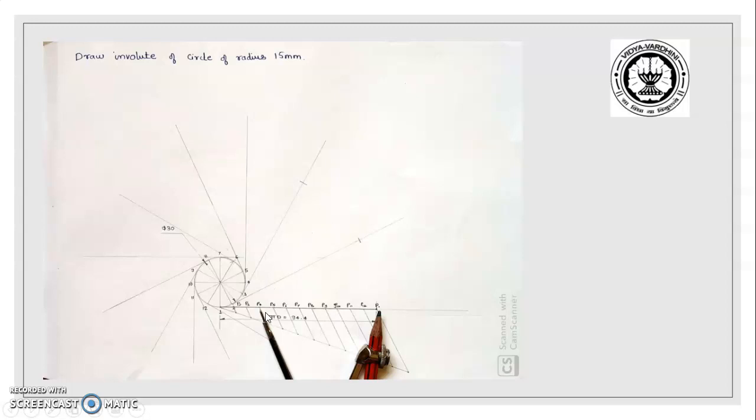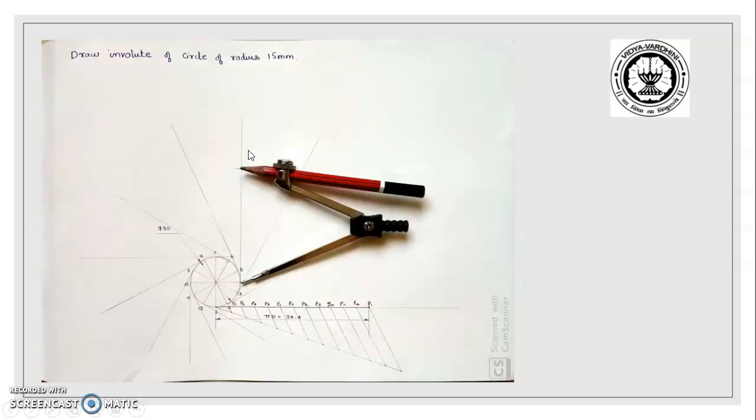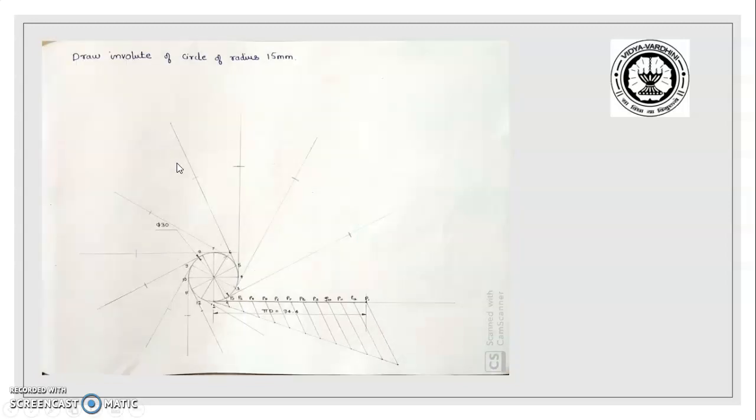The fourth arc, this is how we have to take the measurement. From P4 to P1 we take the distance, and this point will be kept on 4, and then we cut the arc this way. Similarly, we will get all such points on the tangent lines drawn from each division. Next part will be to connect the curve from these points.